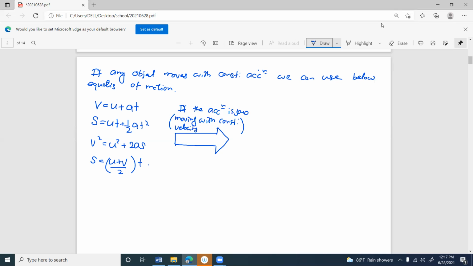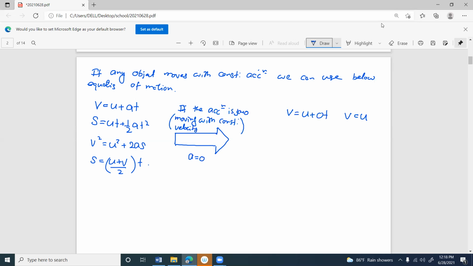The first one. Yeah, acceleration is 0. Here the a is equal to 0. Then what happened to the first equation? v equals u plus 0t. Then v is equal to u, obvious, no? Because you know that the final speed and the initial speed, both speeds are similar. Is that clear, the first condition?